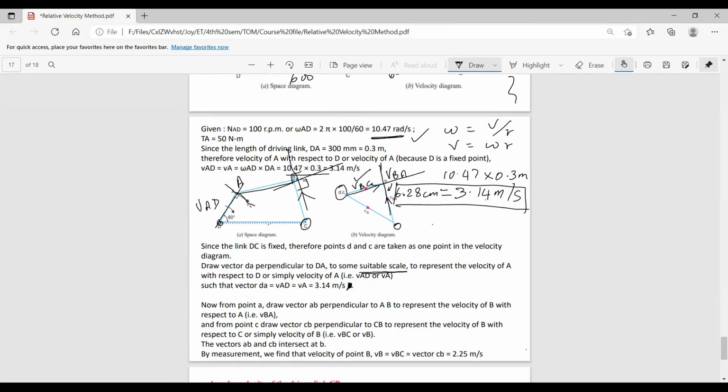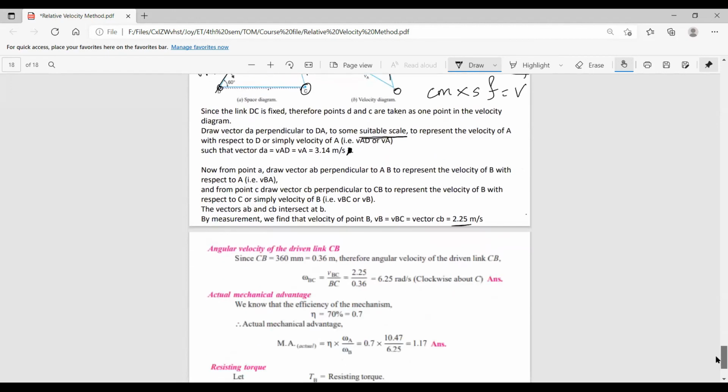C is a fixed point, so velocity of B with respect to C, right? The vectors AB and CB intersect, so the point of intersection of these two is the point B. By measurement, we find the velocity of point B, which is vector CB. So this is a vector. By measurement, we find it as 2.25 meter per second. You will have some value in centimeters into your scale factor, and then you will have the velocity. So don't just measure and write the measurement, multiply by the scale factor. All right.